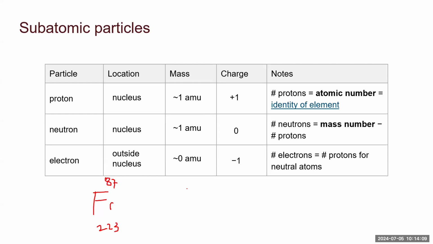So if we did 223 minus 87, that would be, let's see, 223 minus 87.